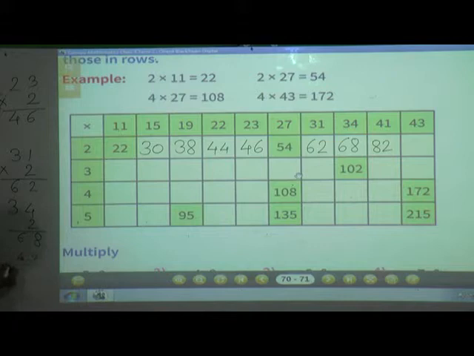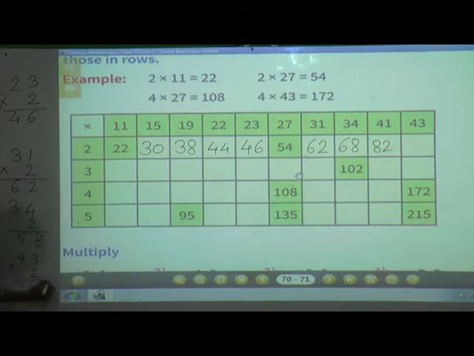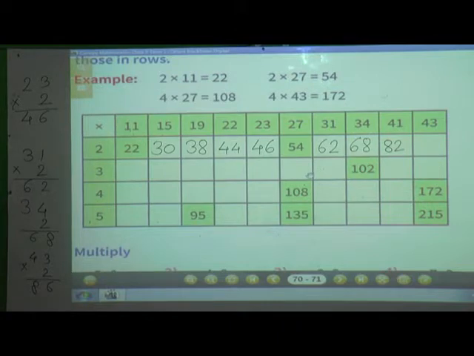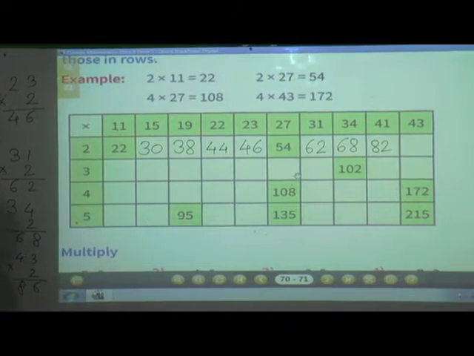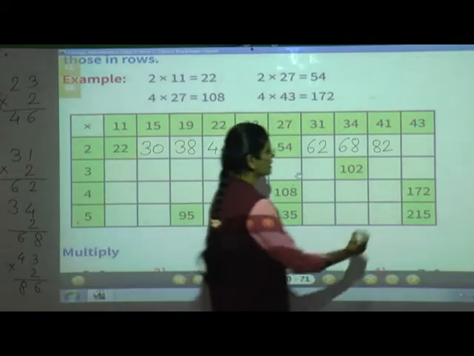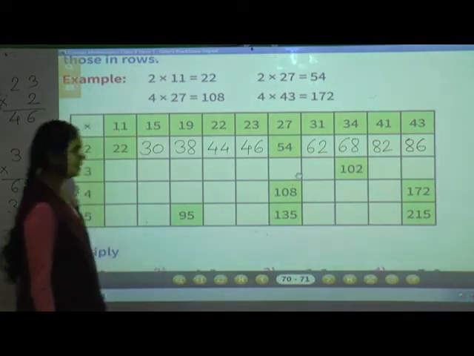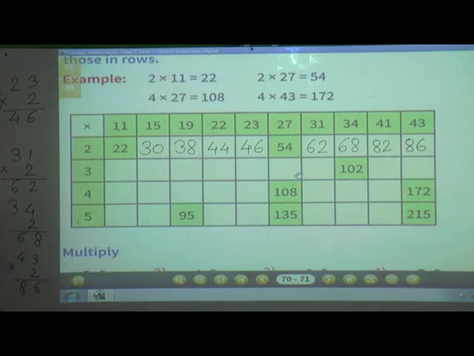43 into 2. 2 3s are 6, 2 4s are 8. So 43 into 2 is equal to 86. So write here 86. Understood till here? Okay. Now in the next step what you have to do, students?